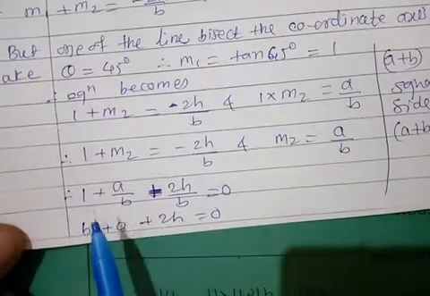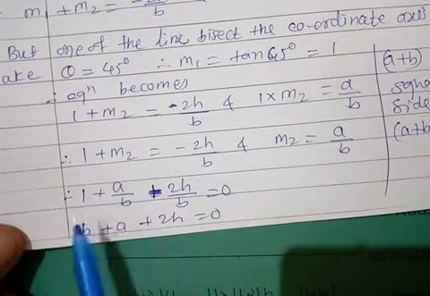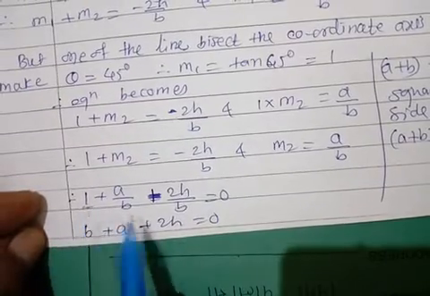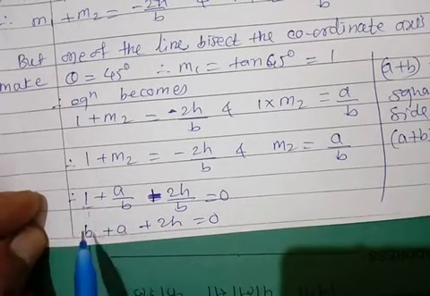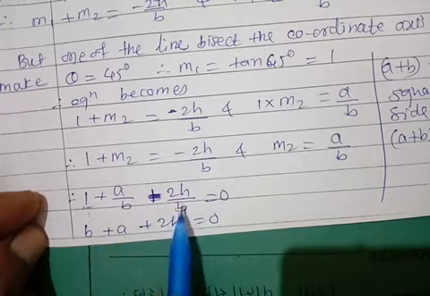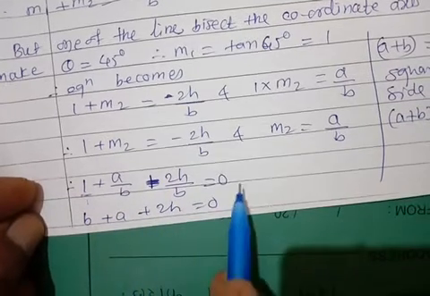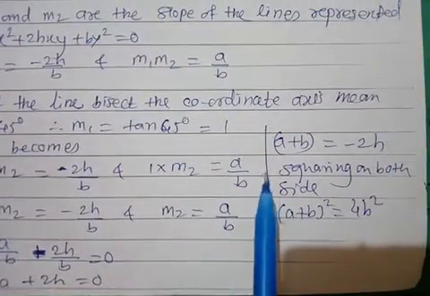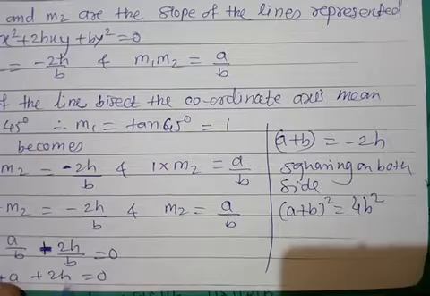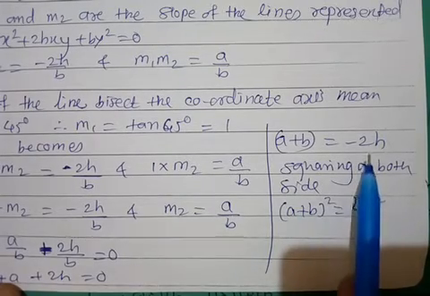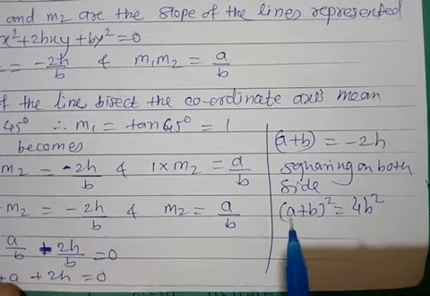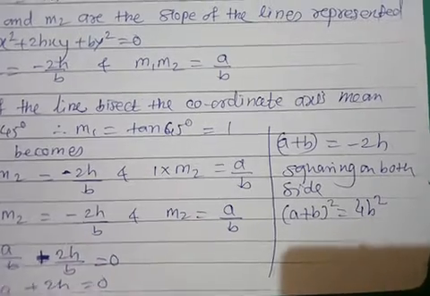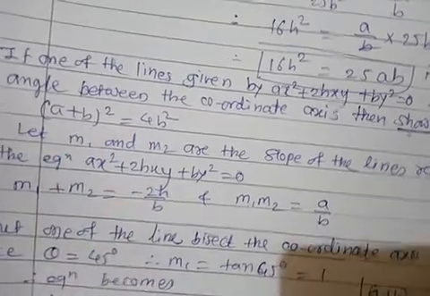You have to make the denominator the same, so take 1 as b over b, then cross multiply: b plus a divided by b, plus twice h by b. Take b common, transfer to the right-hand side, it becomes 0. So a plus b equal to twice h, transferred here, minus twice h. Squaring on both sides, you will get a plus b bracket square equal to 4h square. You have to find the condition like this.